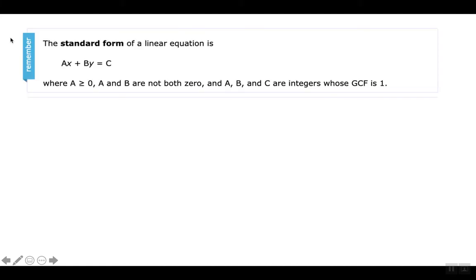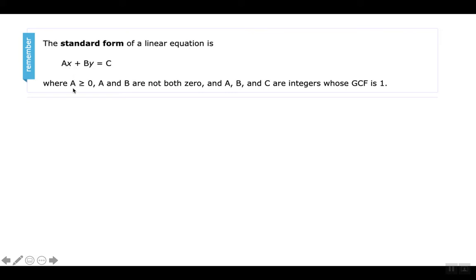Okay, first of all, let's review what standard form of a linear equation is. To be in the standard form, it's got to look like this. It's got to be ax plus by equals c. That's what your answers are going to look like today. They got to be in that form.